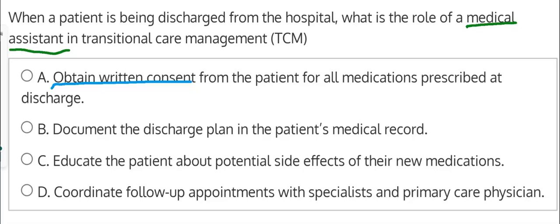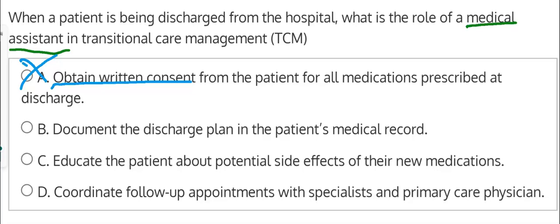The medical assistant might be, in some instances, checking to make sure there is a consent present, but they wouldn't be the person who is obtaining the consent, because there's education involved in that, and that would be a requirement of the provider who is making the prescription. So we can eliminate option A.